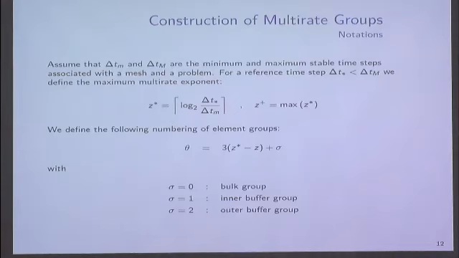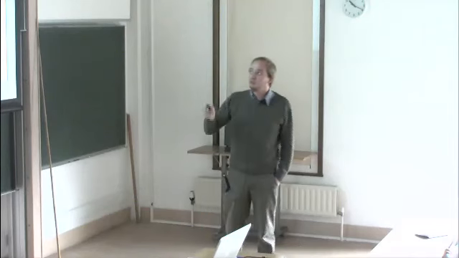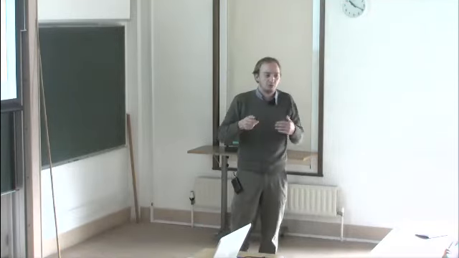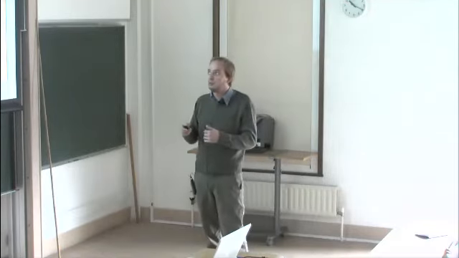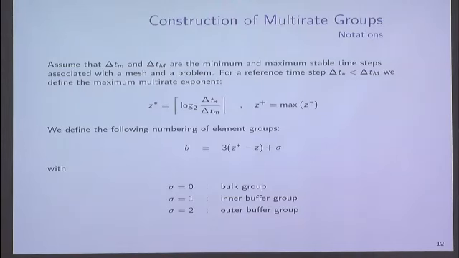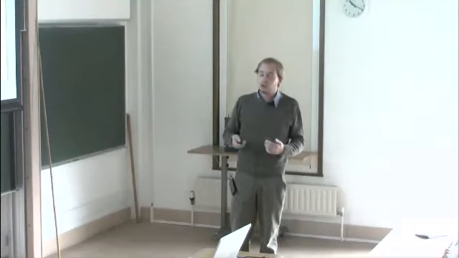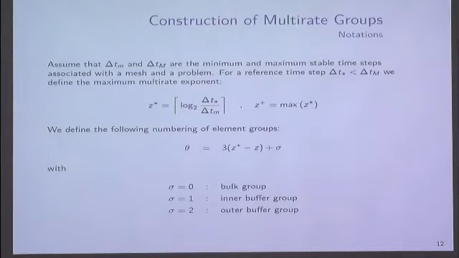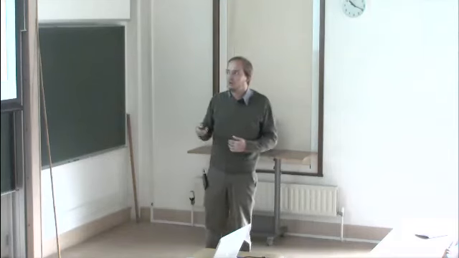So next, how do we construct the multirate groups in general for any mesh? We assume that we have the minimum and the maximum stable time step, and what we are going to try to do is choose a reference time step and try to find the multirate subdivision that we will have. And we compute the maximum multirate exponent z star, which we compute by taking the log base 2 of the ratio of the time step that we want to use divided by the minimum time step. Z plus is what I will call the maximum multirate exponent that we can have, so that we have the maximum number of temporal refinements.